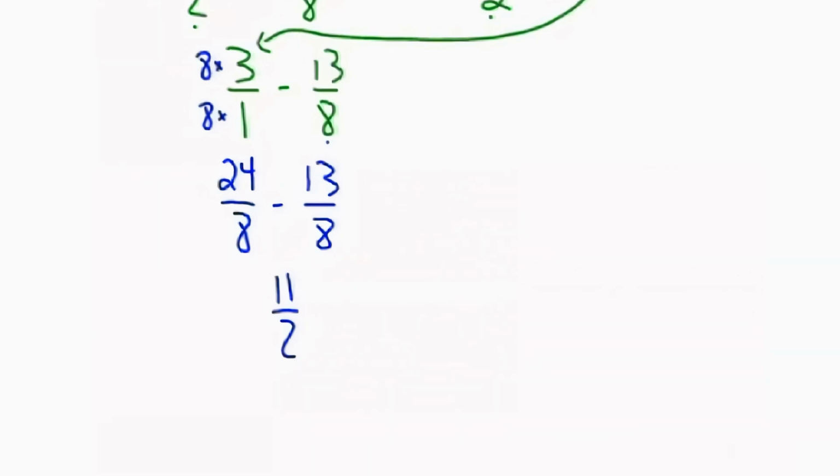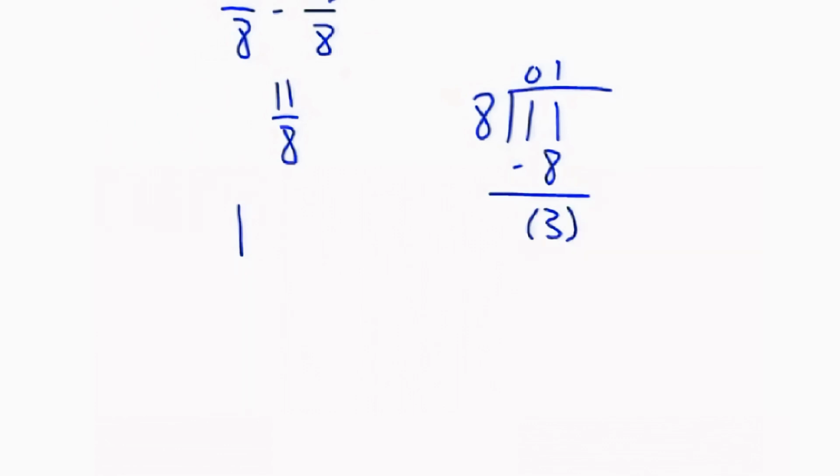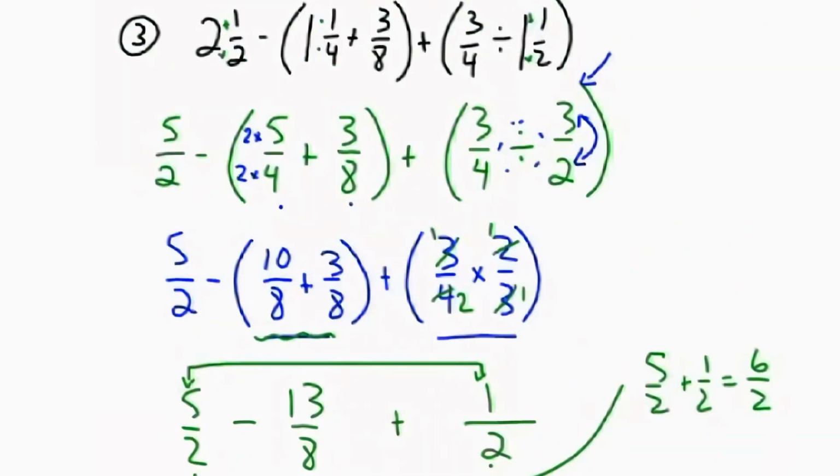At 11/8, well, I know I can get 1 out of it, and that will take care of the 8. And then I'm going to have 3 left over. And again, that's when I divide 8 into 11. 1 times 8 is 8. And then I subtract, and I'm left with 3. So my answer here as a mixed fraction is 1, and 3, my remainder, over my original denominator, which was 8. So then I get 1 3/8.